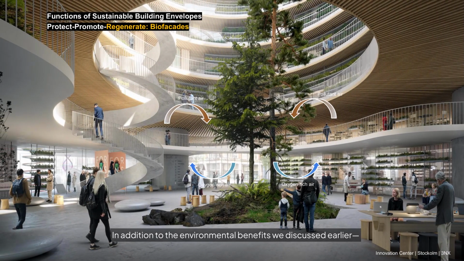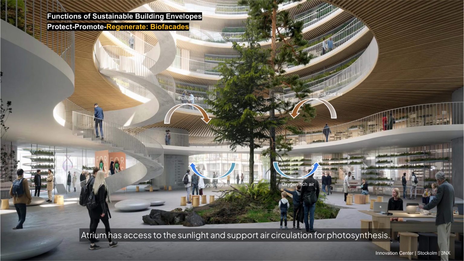In addition to the environmental benefits we discussed earlier, like carbon reduction and supporting biodiversity, biofacades can also play a direct role in improving indoor air quality. What you're seeing in this image is a conceptual example of how nature-based systems, such as integrated plants in an atrium, can be strategically placed to filter indoor air and release oxygen-rich air back into the space. The atrium has access to sunlight and supports air circulation for photosynthesis.